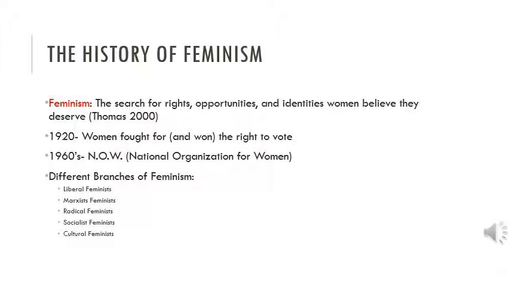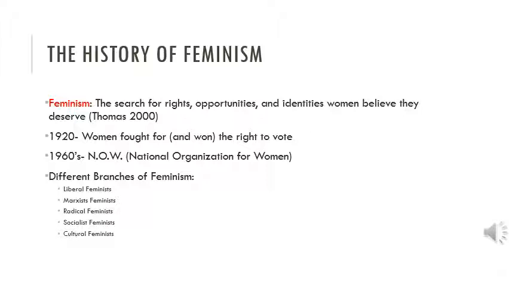In the 1960s, there was the NOW Revolution, or the National Organization for Women. This movement was headed by Betty Friedan and Gloria Steinem. They were working to improve things such as equal pay for women with job training, reproductive choice, subsidized childcare, and the end of sexual discrimination.